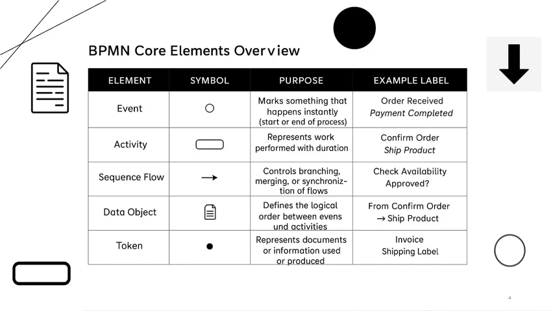Events are instantaneous triggers or outcomes, while activities represent tasks with duration. Gateways control decision making or parallel paths, and sequence flows connect the steps logically. Data objects show how information moves, and the token concept helps to visualize the state of each process instance. Understanding these core elements gives a foundation to model any business process accurately.